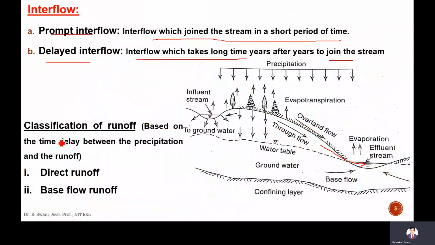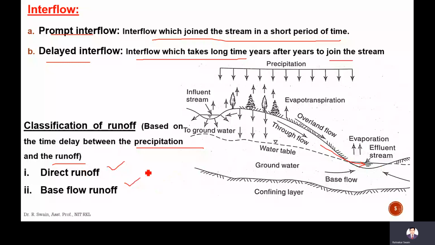Next is classification of runoff based on the time delay between precipitation and runoff, between the time of precipitation and the time of this runoff joining the stream. One is called direct runoff, another is called base flow runoff.